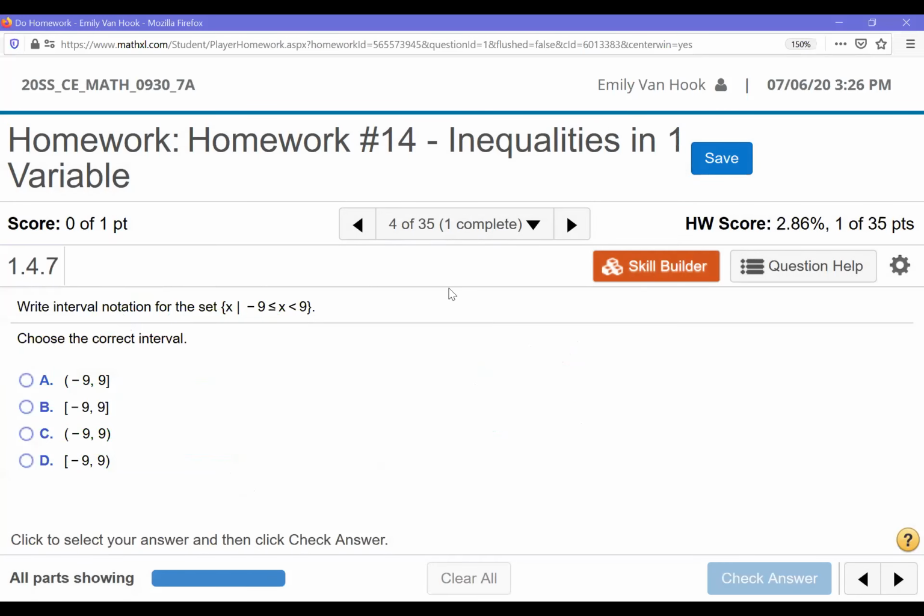Number 4, this is considered a compound inequality. So write interval notation for the set. So it's the set of all x. I'll type this out again.